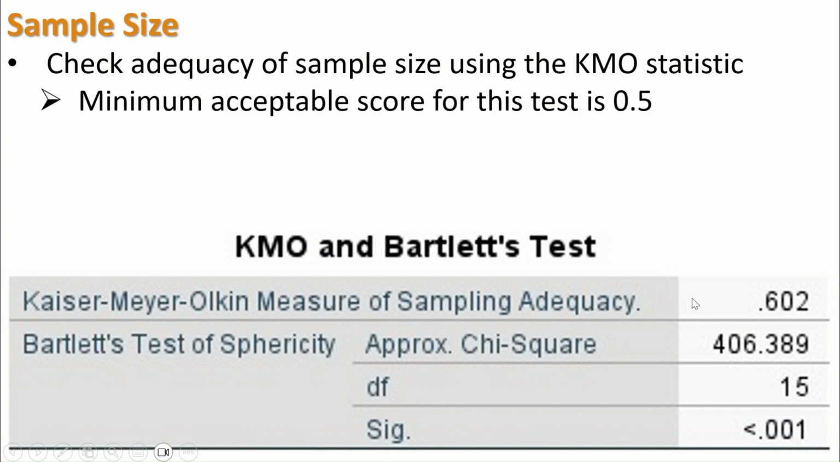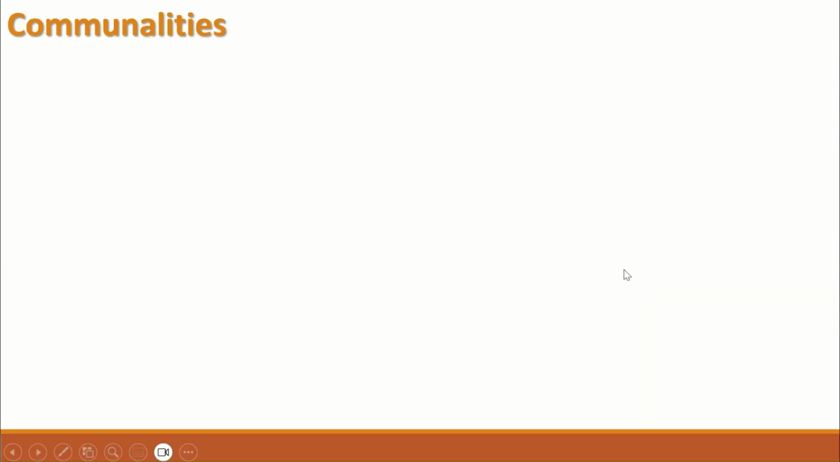The sampling adequacy is given a value in this table, it is 0.6, and the p-value is less than 0.05. So the minimum acceptable score for this test is 0.5. Anything above 0.5 is considered to be enough data or sample size to perform the EFA. The p-value has to be less than 0.05.